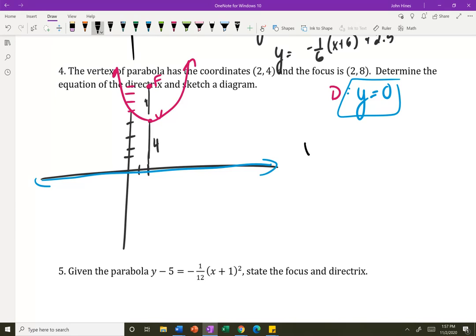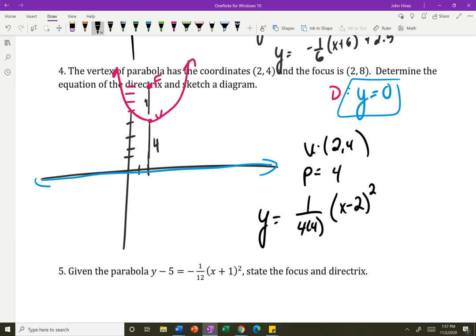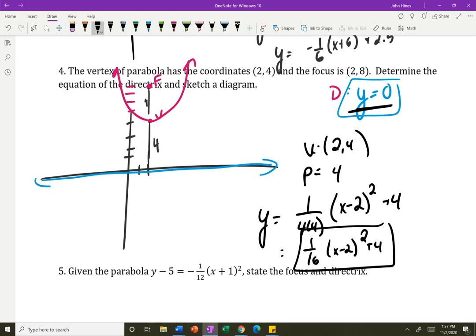Just for fun, let's write the equation. The vertex is 2, 4. What's my p-value? Focus to vertex is 4. So y equals 1 over 4p. Opposite for your x, right 2, up 4. So the answer is 1/16 (x minus 2) squared plus 4. That right there is the equation of my parabola. But again, they wanted the equation of the directrix. They wanted us to work backwards here.